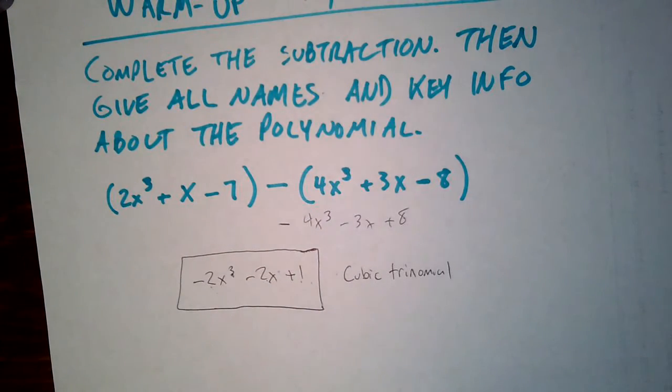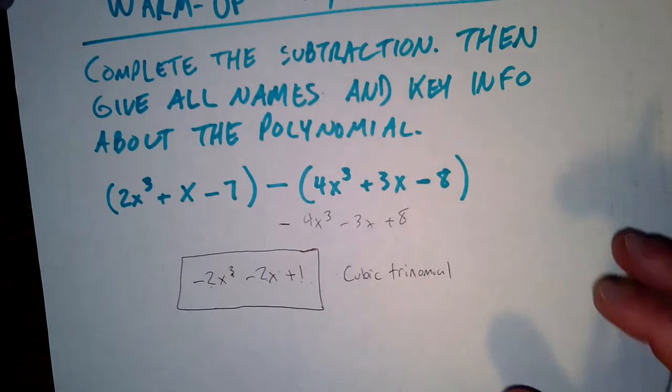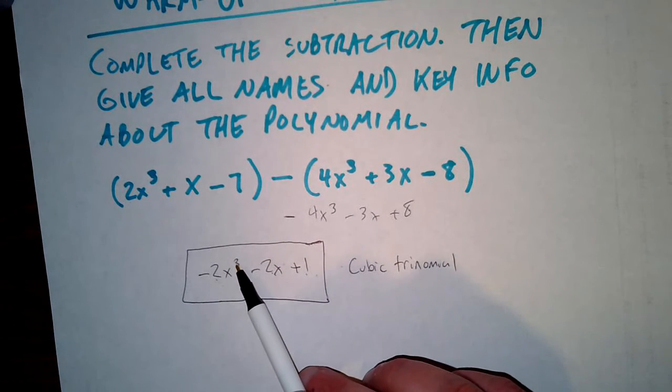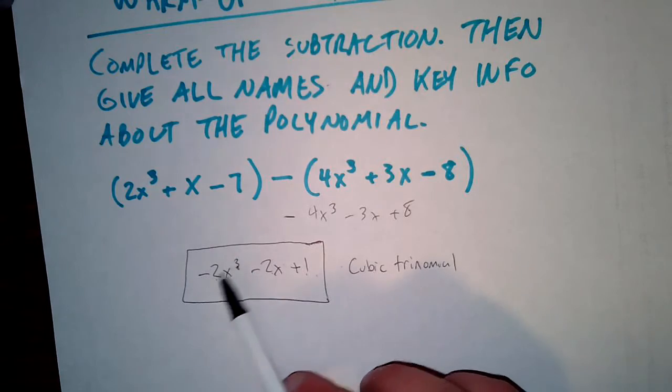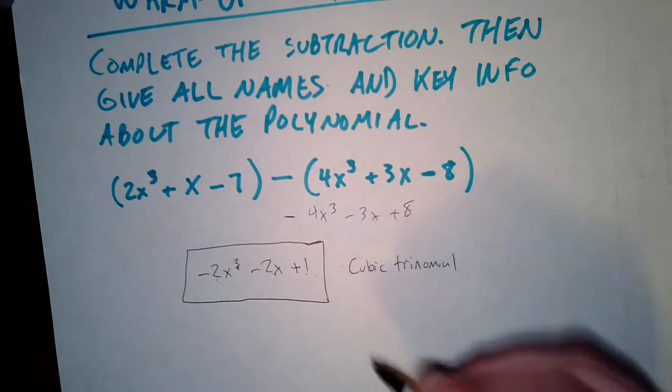Now, the key info part. This is super broad. There's a ton of things you can talk about on here. Just to go through it sort of in the order that we learned things, one of the first things we learned about was what we call end behavior. Since this is an odd function, it behaves like a linear would. But since it's negative, it's going to behave like a negative linear function, and it's going to have what we'd call an up and down end behavior.